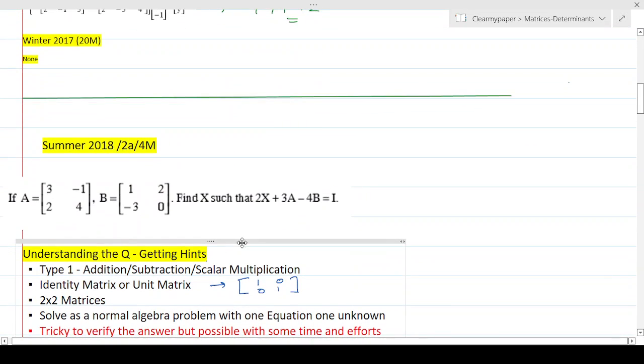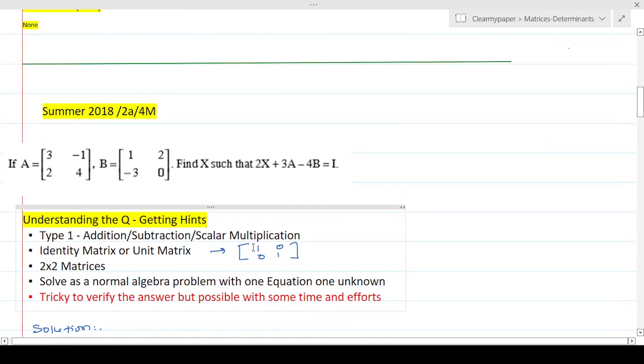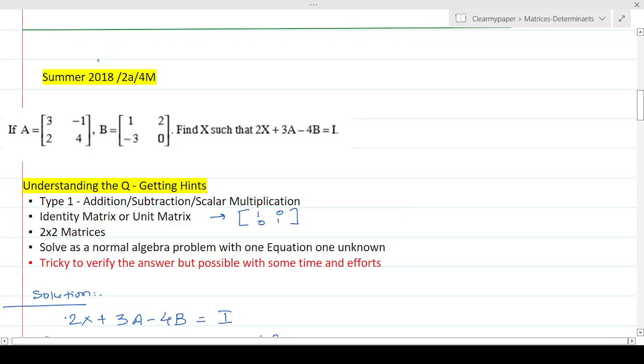Okay, all right. For ease of reference, I've written the problem here. Summer 2018, question number 2a for 4 marks. There are 2 matrices given, A and B, which are 2 by 2 matrices. And the question is, find x such that 2x plus 3a minus 4b is equal to I. So again, I'm reading the question: find x such that 2x plus 3a minus 4b is equal to I.